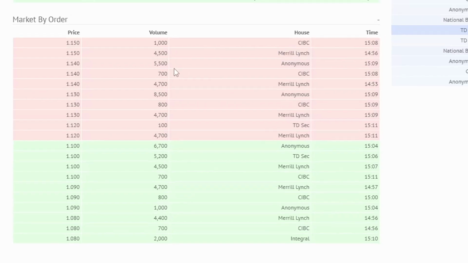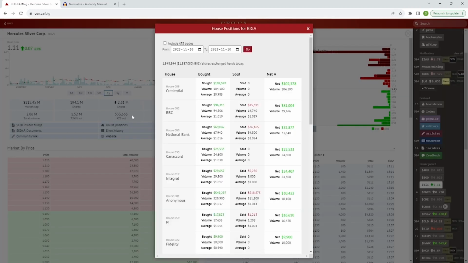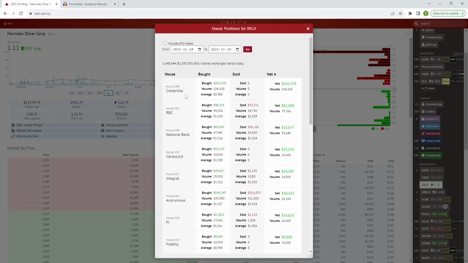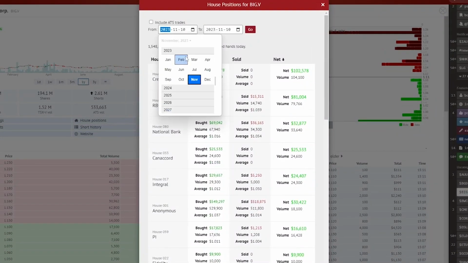Now, to get deeper house information, you go up to house positions over here. This is only available to pro users. What you have over here is the total and aggregate buys and sells by the houses. Now, we can pick a time frame. You can pick any time frame that's relevant to you, going back to when the stock was first traded, or you can pick a period in time that's relevant to your research, right?